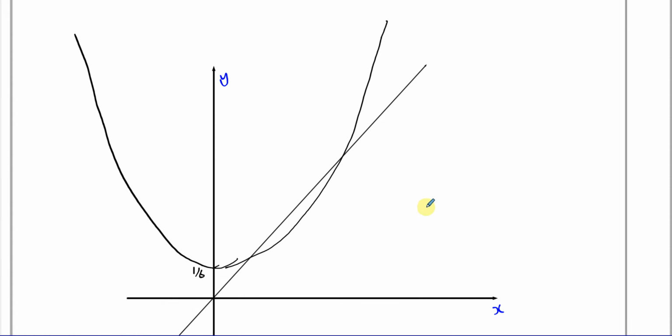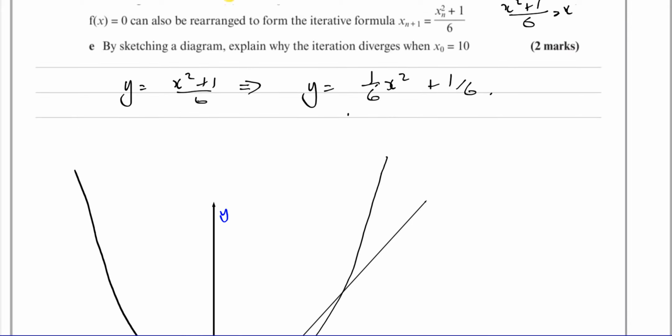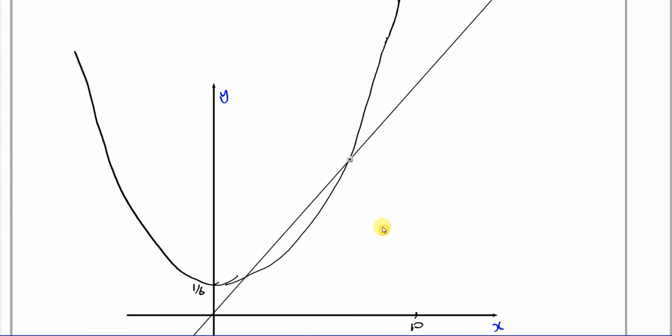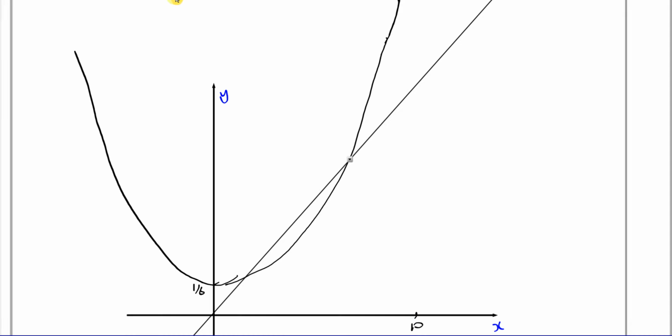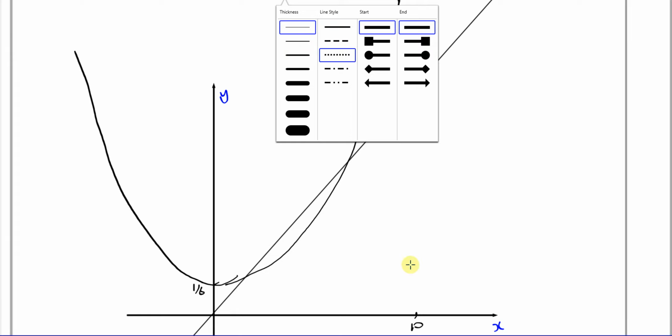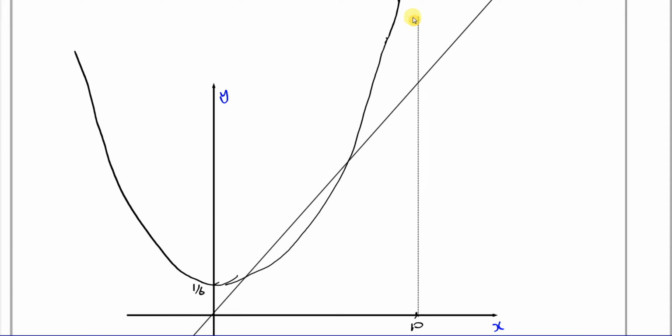Now, in this case, if we say x equals 10 is over here somewhere, if we substitute x equals 10 into this, I'm going to have to extend this so that it makes it a bit clearer. If I substitute x equals 10 into this, what happens is the following. As you can see here, it's going to give me a value which is up here somewhere.